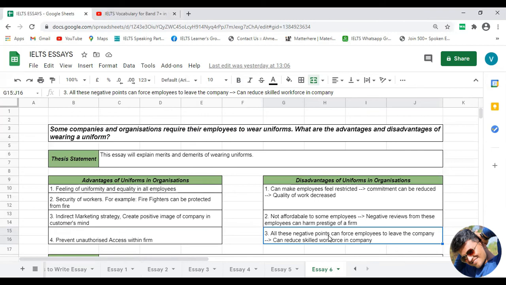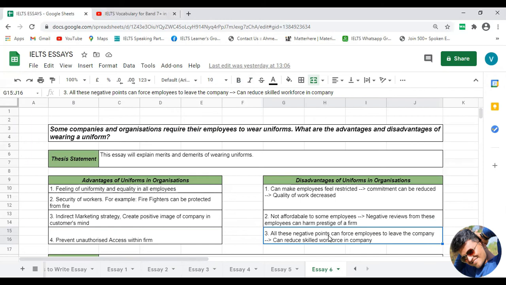If there is a rigid policy of wearing a uniform within the organization, then eventually it is possible that with that rigid policy, a number of employees will resign from the company, and the company will not have enough resources to produce quality work. Because of that, their prestige and overall image within the market will be reduced. So that is also the disadvantage from the perspective of the organization when they have a rigid policy of wearing a uniform.